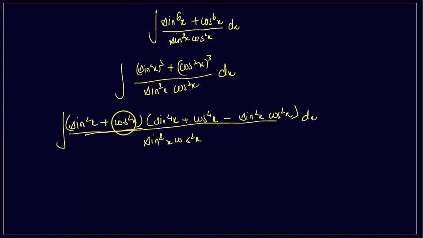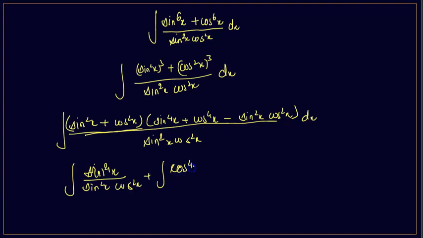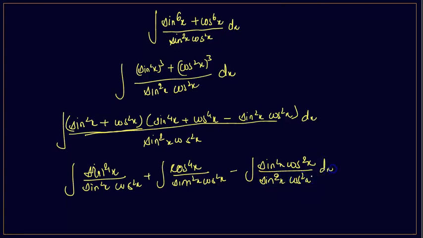Now we will separate this value and you will get sin^4 x upon sin^2 x cos^2 x plus cos^4 x upon sin^2 x cos^2 x minus sin^2 x cos^2 x upon sin^2 x cos^2 x dx. All the values will get cancelled. You will get the value as 1 only. Here if you cancel, you will get the value as sin^2 x.